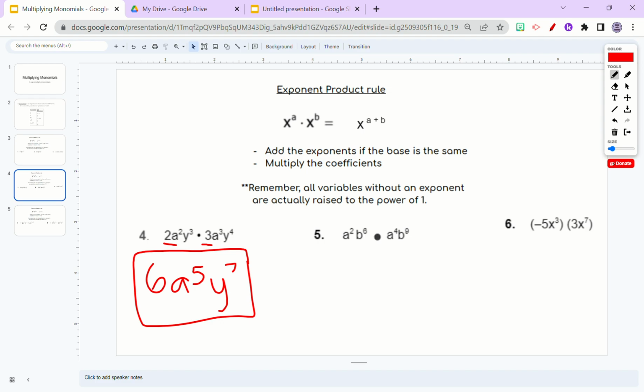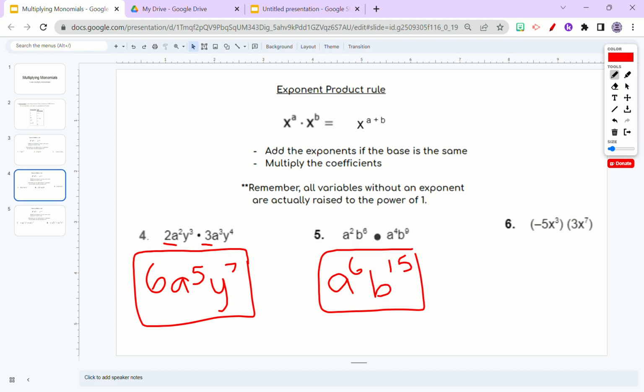All right, number 5. We have coefficients of 1. So whether you want to write those in and multiply 1 times 1 and then write the answer of 1 is up to you. I'm not going to do that because I don't find that it's necessary. So we're going to go right to the a's. So I have a, and it's squared, and then to the 4th power. So the sum of 2 and 4 is 6. And then we have b, and the sum of 6 and 9 is 15. So we have a to the 6th and b to the 15th.